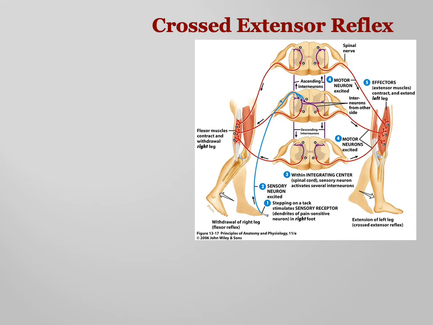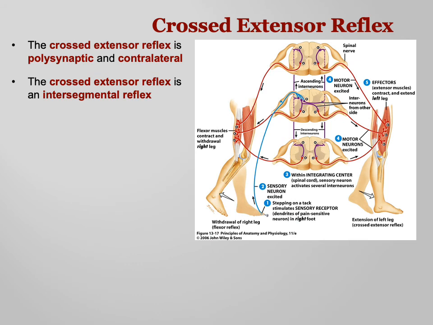So what you want in this case is you want the one side to pull away, but you want the other side to make sure to plant itself so that you'll not fall down. So cross extensor reflex is polysynaptic and contralateral. Here you really do need motor impulses going to both sides of the body. Both sides is contralateral, and polysynaptic because you've got two different muscles that you have to control. So cross extensor is an intersegmental reflex. It goes up and down the spinal cord here, not all at the same area.